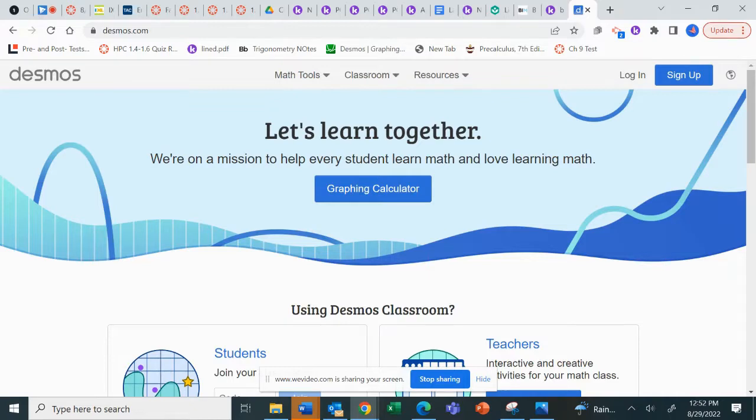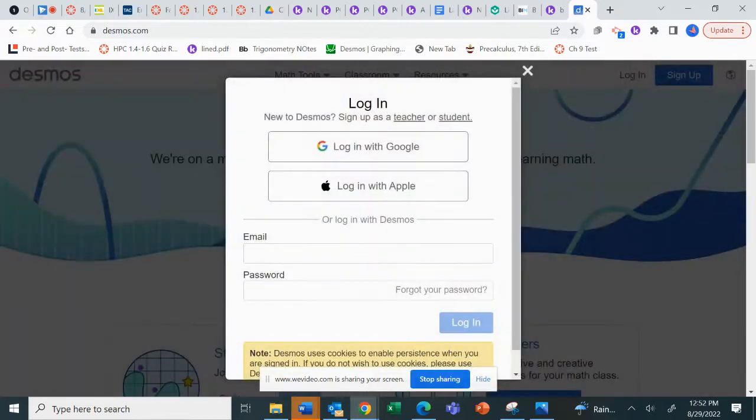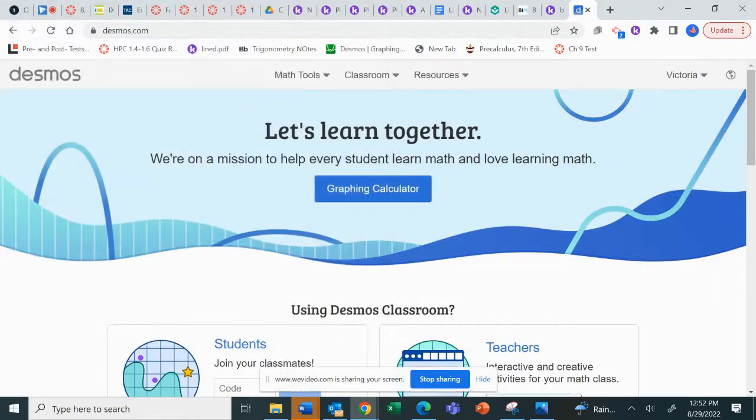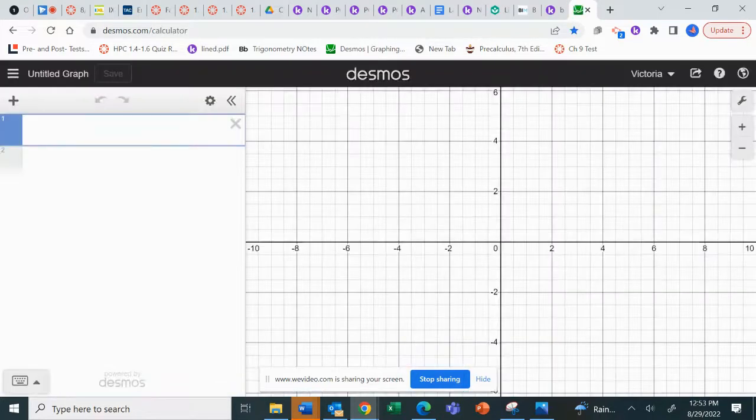Then you have to log in or sign up using Google. So I'm doing log in with Google. And then I choose my school Google account. When you're in, it'll say your name in the top corner. And then you're going to go to graphing calculator.